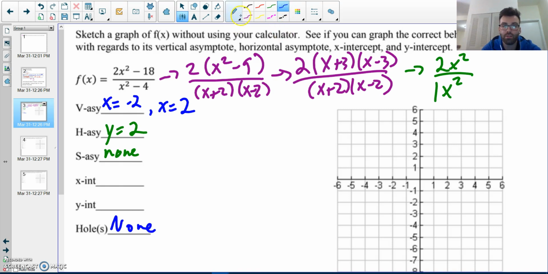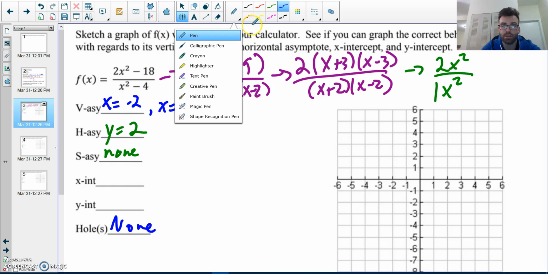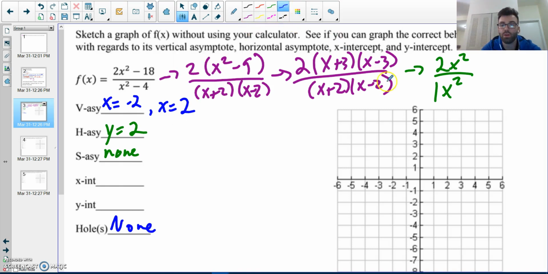X-intercepts are found when my numerator is equal to 0. Because really, what am I doing? I'm taking this entire function and setting it equal to 0, right? Well, if I set this entire function equal to 0, I multiply both sides by x plus 2, x minus 2. Okay? That'll disappear, so I'll have 2 times x plus 3, x minus 3, equal to 0.